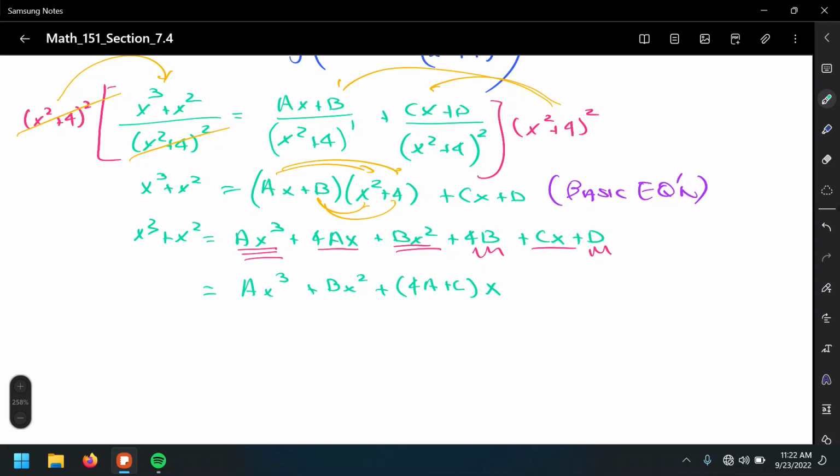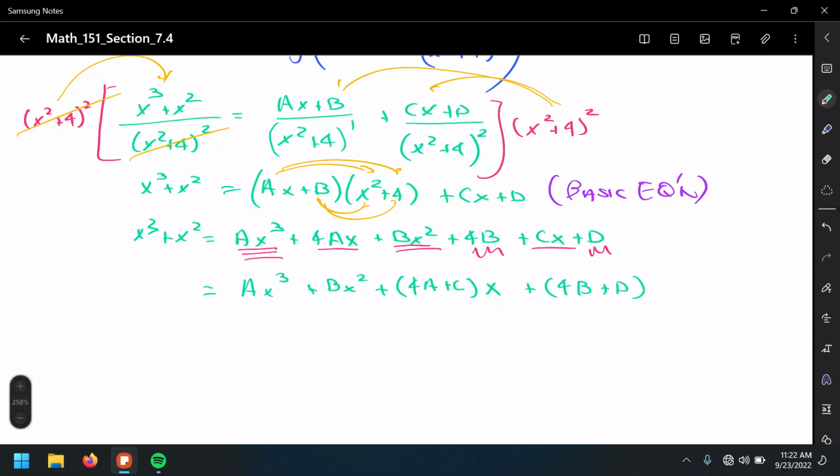You see what I'm doing here? I'm factoring out the x on the corresponding linear terms. If we distribute x over 4a and c, that's going to give us back this 4ax and cx. And then from here, I'm done with the linear ones. What about constant terms? So constant terms, just group these two: 4b plus d.